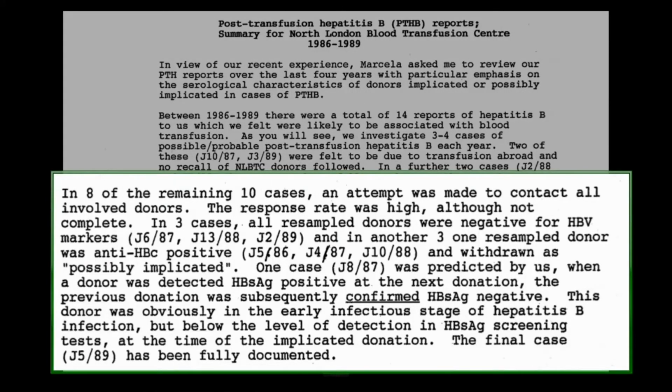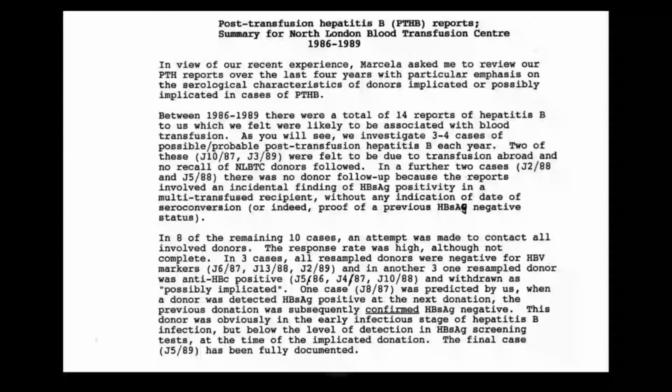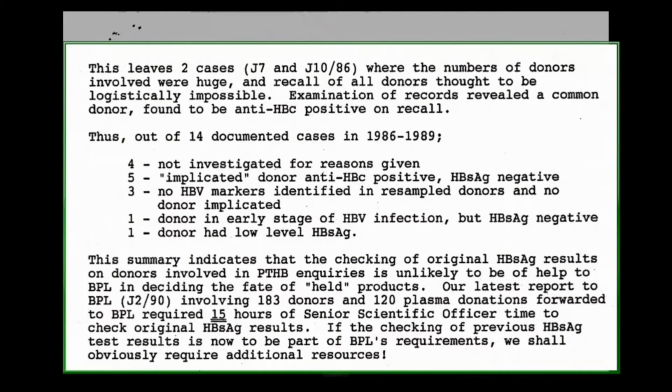This donor was obviously in the early infectious stage of hepatitis B infection, but below the level of detection in surface antigen screening tests at the time of the implicated donation. The final case has been fully documented. This leaves 2 cases where the numbers of donors involved were huge and recall of all donors thought to be implicated was logistically impossible. Examination of records revealed a common donor found to be anti-HBC positive on recall.